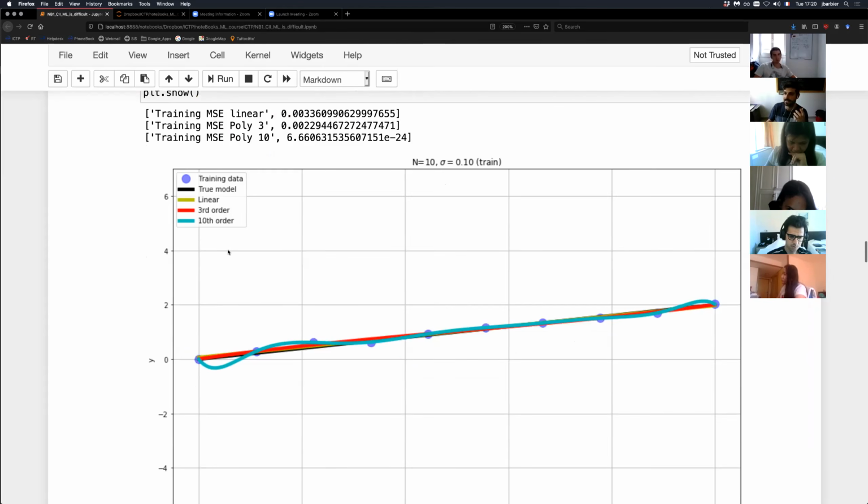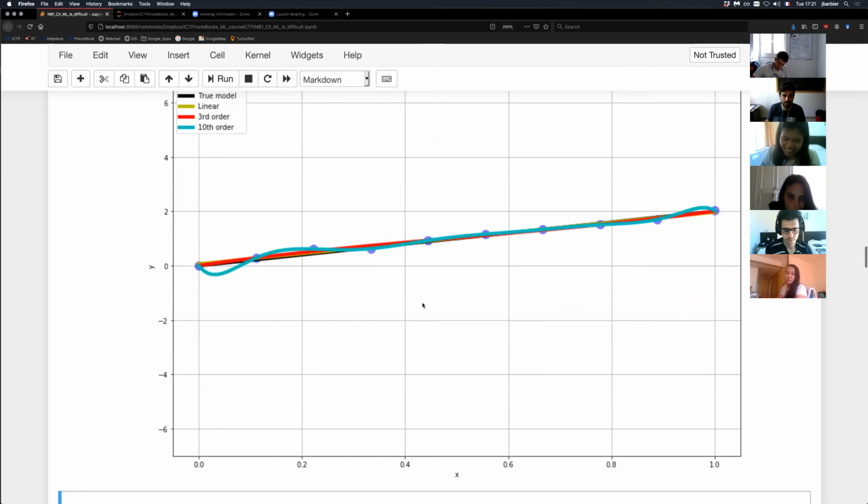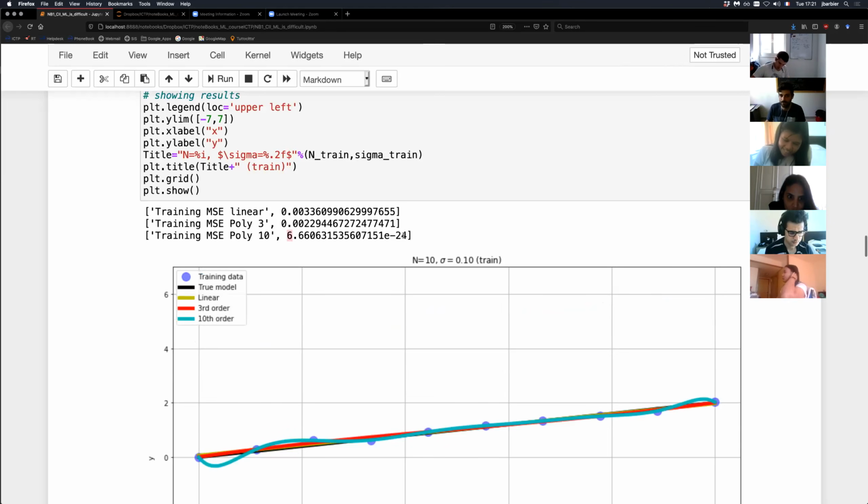Why is that so? Because if we were able to zoom in on each of these points, we would realize that only the 10th order polynomial is really passing through all the points in this case. Why? Because you have 10 degrees of freedom in this model, actually 11 for the 10th order polynomial, and we have 10 data points. So you are able to perfectly fit them. And indeed, we see that the training error for the 10th order polynomial is 0.